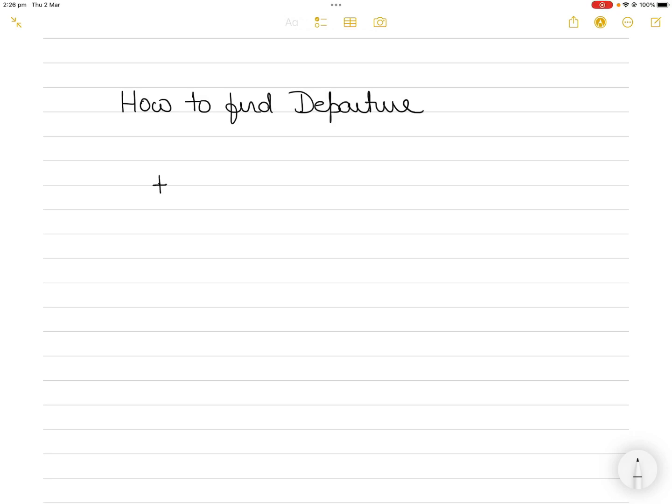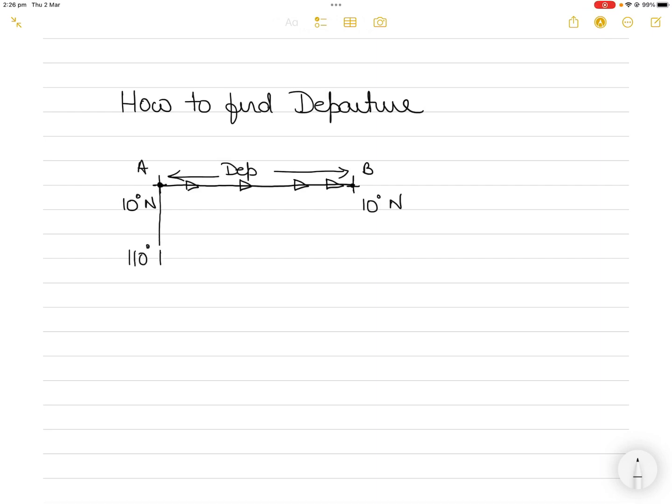Departure is nothing but the east-west distance between 2 points, points A and point B. So it is the east-west distance along the same parallel of latitude. So if your ship is traveling along the same parallel of latitude between 2 points, and let's say you are on the same latitude of 10 degrees north, and your longitude A is 10 degrees 14 minutes east, and longitude B is 14 degrees 27 minutes east, you can find out the east-west distance, which is departure.